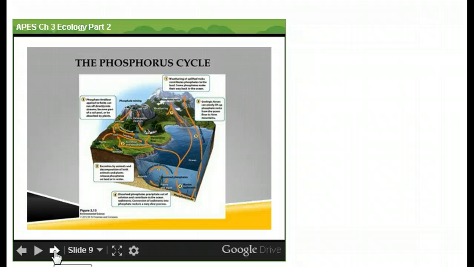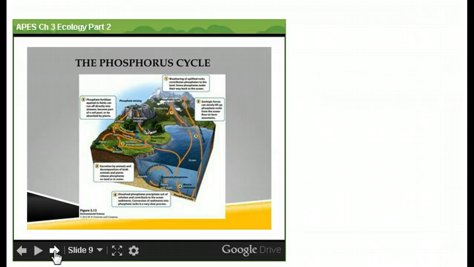Step 1 would be where we're weathering rocks that have been uplifted by the tectonic cycle, and they contain phosphates. Those phosphates are then going to leach their way onto the land and then into the ocean. So phosphate rocks being weathered are going to allow phosphates to be released. Another part is where you apply phosphate fertilizer into fields and it runs directly into the streams. It becomes part of a soil pool, or it can be absorbed by plants.